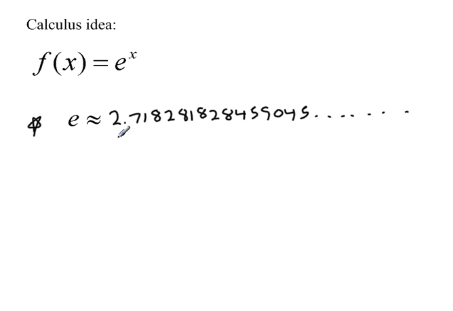We've got 2.7. You should be able to just remember that much. Then 1828, 1828. Okay, we can remember that. Then take a look: 45, 90, 45. Those are the angles of a special right triangle from your geometry days. So you will need to have that memorized. I guarantee you it's a question on your next test.